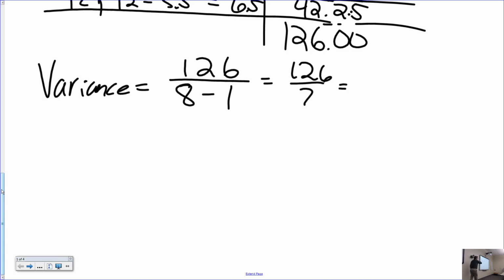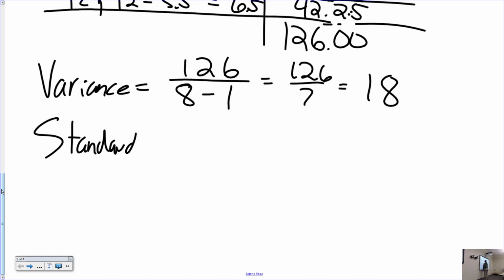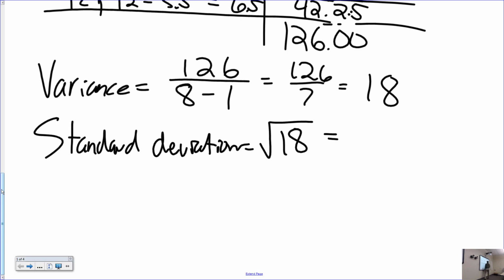All right, so sorry. What's 126 divided by 7? 18. Straight up 18, which is nice. That's your variance. How do you then get the standard deviation? Square root. Standard deviation is just the square root of that 18. What's the square root of 18? Again, I should say approximately 4.25, because it's not exactly 4.25. But rounding to the hundredths, that's pretty good.